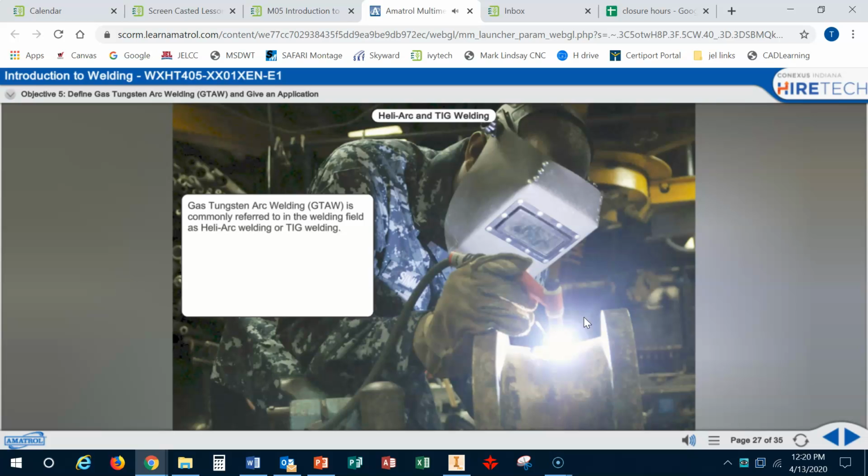Gas tungsten arc welding is commonly referred to in the welding field as heliarc welding or TIG welding. Heliarc refers to a specific brand name of welding equipment. TIG stands for tungsten inert gas. In the job market, both heliarc and TIG are terms used in place of GTAW to describe the same welding process.